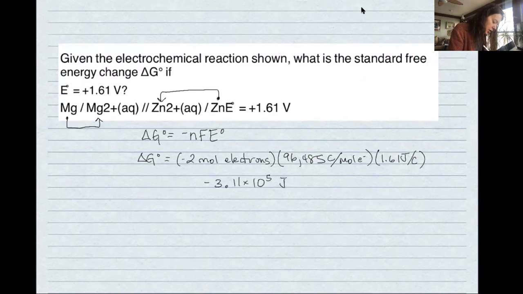Okay, so notice here you've got delta G standard. It's negative, which is good. We expected that. It is in joules. Remember that we often have delta G's in kilojoules. So if we were to divide that by 1000 joules per kilojoule, we would have our kilojoules.